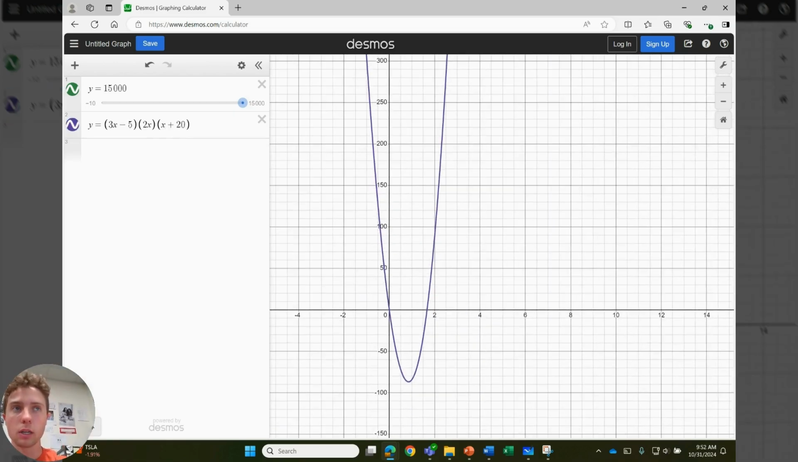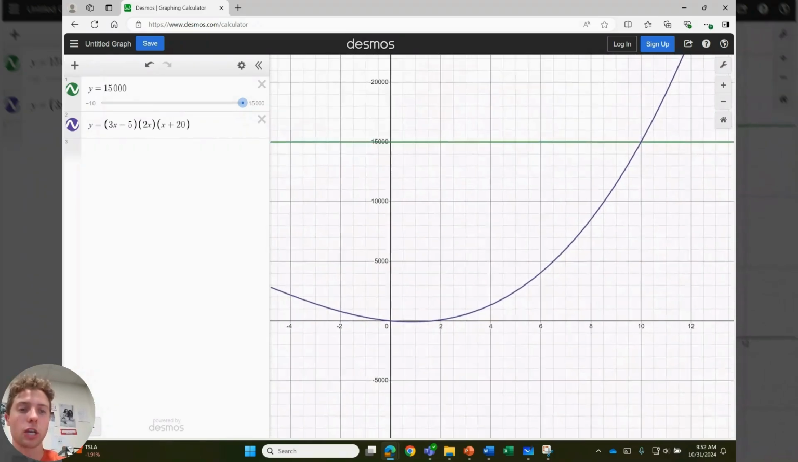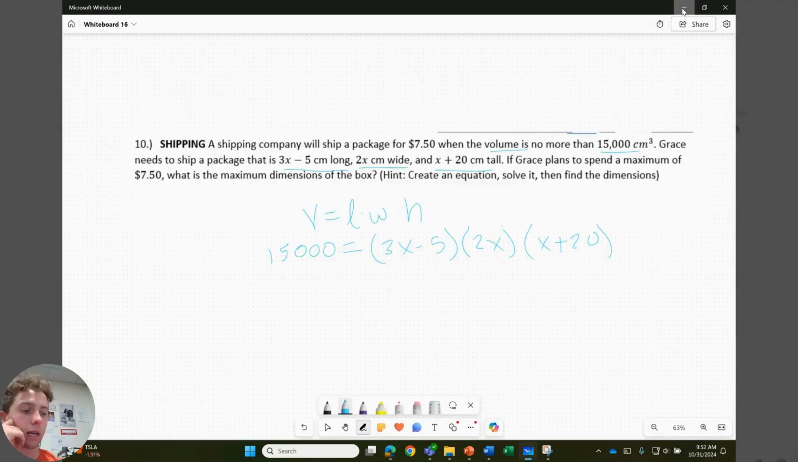Again, zoom out. Notice one of your values is 15,000. You're probably going to have to zoom out quite a bit. Again, you can pinch the y-axis to just change that dimension. And we end up getting now our value for that. We end up getting they cross at 10, 15,000. Again, we're not going to have a negative value. I'm not going to look at the other side there. We know that x is equal to 10.